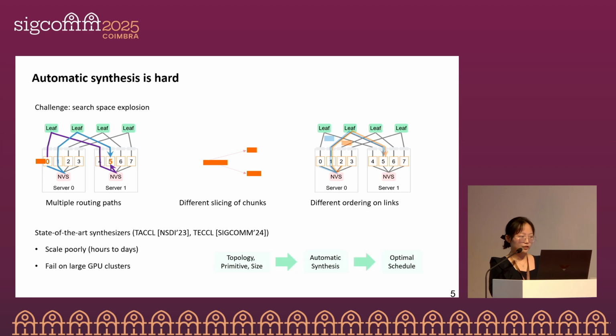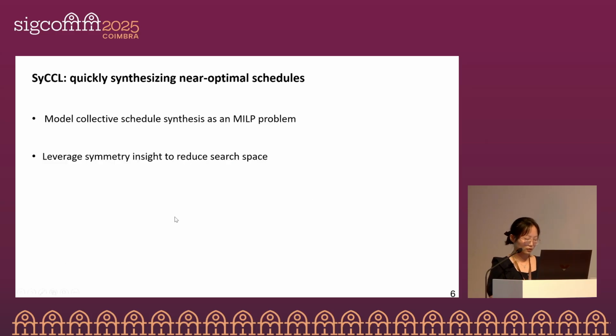Because of these factors, state-of-the-art synthesizers like TACCL and TECCL just don't scale. They take hours or days to solve a schedule, and they still fail on large GPU clusters. This brings us to SyCCL, which quickly synthesizes near-optimal schedules. First, SyCCL models collective schedule synthesis as an MILP problem. And second, SyCCL exploits symmetry in the topology to reduce the search space and accelerate solving.